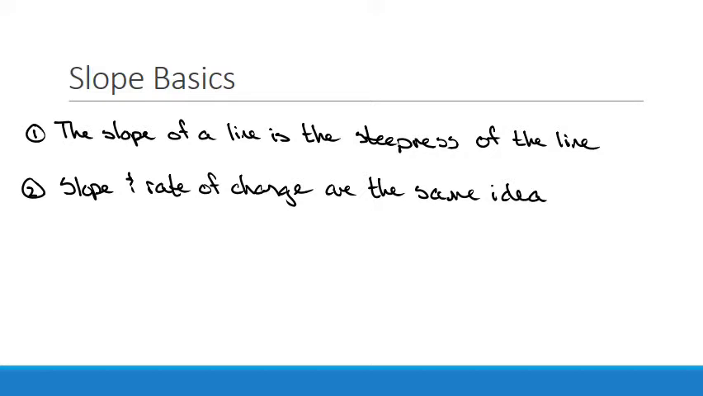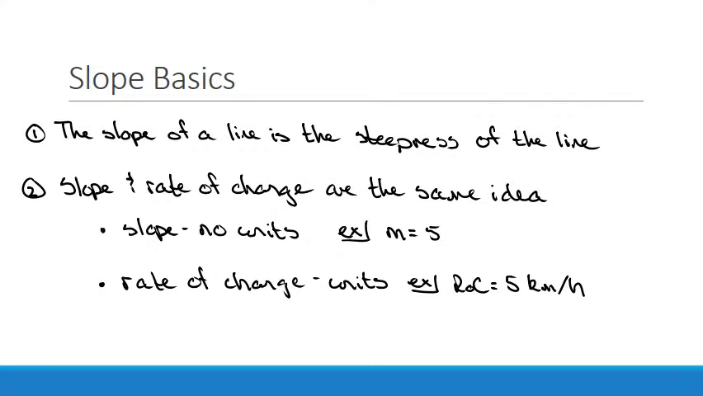Slope and rate of change are the same idea. Slope has no units though, where rate of change has units. So you can see in my example here, we could say our slope is 5, while we would look at the same line and interpret its axes and say that the rate of change is 5 kilometers per hour. So if you understand rate of change, you're going to understand slope.